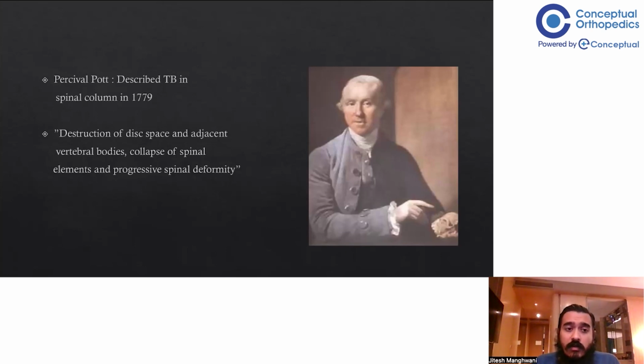Scientifically, when we come to the modern history, Percival Pott described TB first in the spinal column in the year 1779. What he tried to describe at that time was a destruction of the disk space and the adjacent vertebral bodies. There is a collapse of the spinal element, which leads to a progressive deformity. So, if ever we think about tuberculosis which is progressive and not getting controlled, whatever definition was given in the year 1779 somehow holds true, because tuberculosis does majorly originate in the paradiscal space and it impacts the vertebral body adjacent to them, and there is a collapse of the spinal element which finally leads to the deformity. So imagine, back in the year 1779 when the description of TB in the spine was first given, a lot of things were given at that time which are still true, I would say.